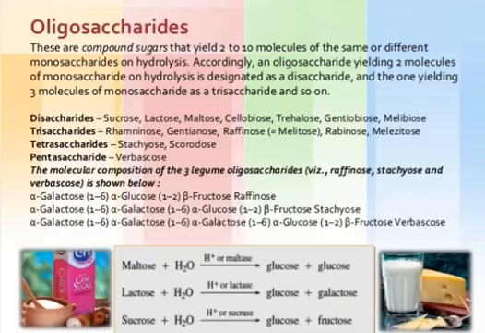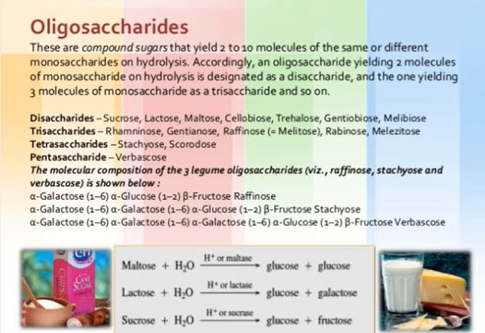Oligosaccharides. These are compound sugars that yield 2 to 10 molecules of monosaccharide upon hydrolysis. An oligosaccharide yielding 2 molecules of monosaccharide on hydrolysis is designated a disaccharide, and one yielding 3 molecules of monosaccharide is designated a trisaccharide. Disaccharides: sucrose, lactose, maltose, cellobiose are the examples. Trisaccharides: rhamnose, raffinose are examples. Then tetrasaccharides and pentasaccharides.